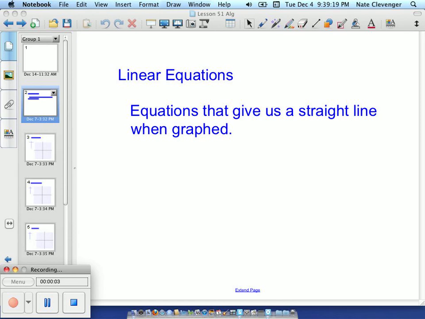Hello, Algebra 1 students. We're going to go over lesson 51. We'll see how this goes today. Hopefully this is better than no explanation at all, and you can get an idea of what to do on this, and then I'll try to explain it again tomorrow.